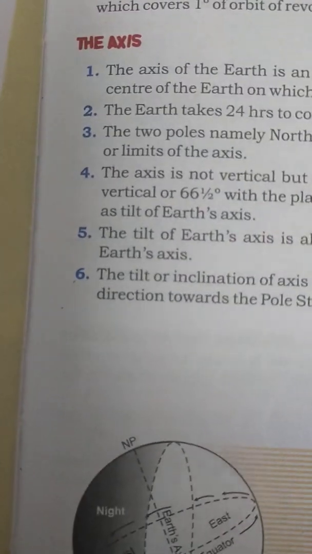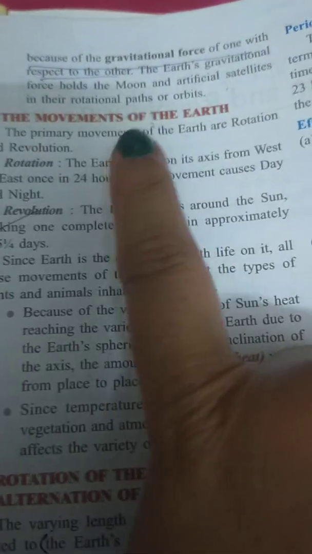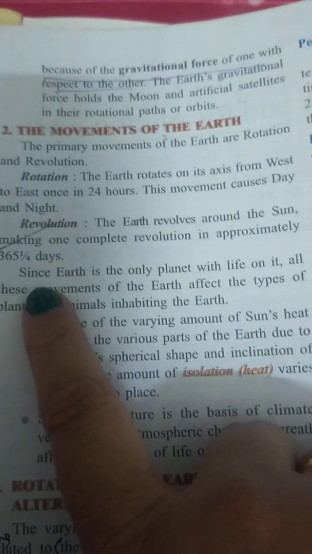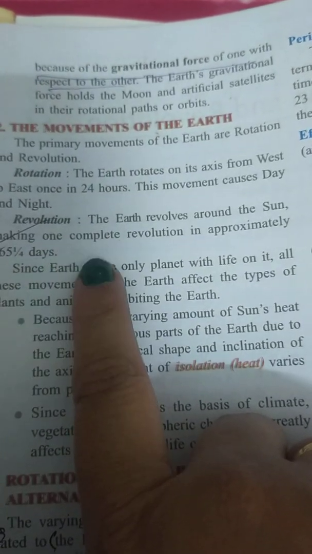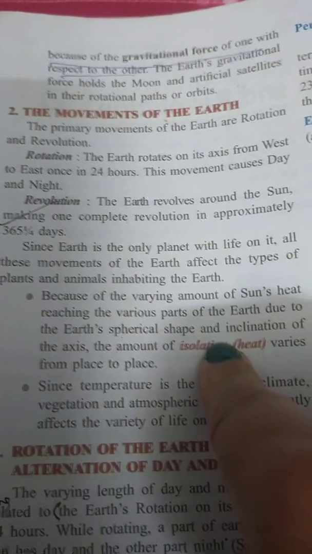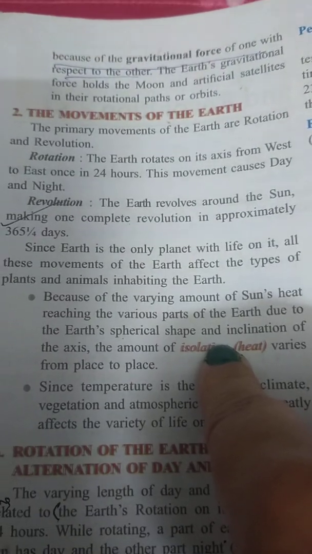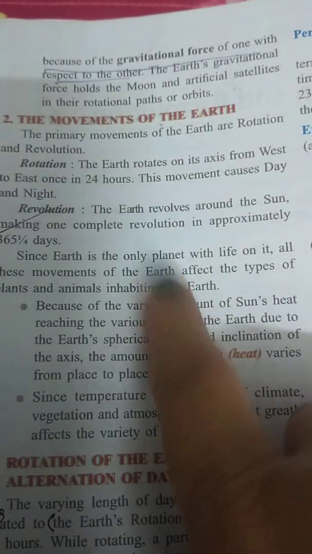Now we will discuss rotation. What is the meaning of rotation? The earth rotates on its axis, and that is called rotation. The earth takes 24 hours to complete one rotation. During the rotation, days and nights are formed. Revolution: when the earth revolves around the sun, that is called revolution, and the earth takes 365 1/4 days to complete one revolution.